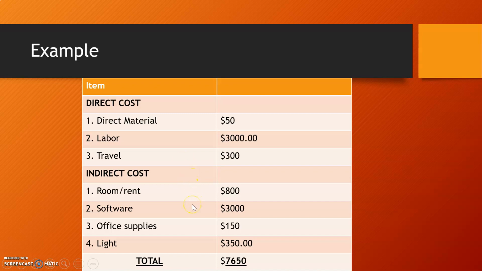For indirect costs, we talk about room rental, software, office supply, light. So keep in mind that you should differentiate what is direct cost and what is indirect cost, okay? And then you aggregate the total. Please do not put that the project costs you nothing. The project will not cost you nothing. The project must cost something.